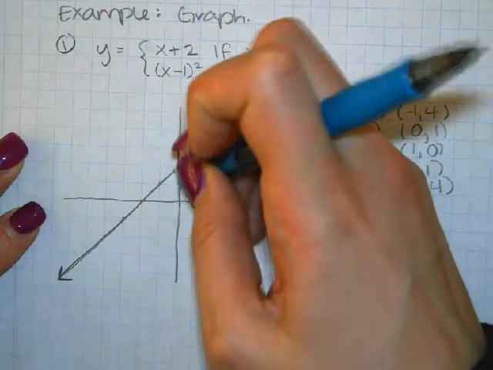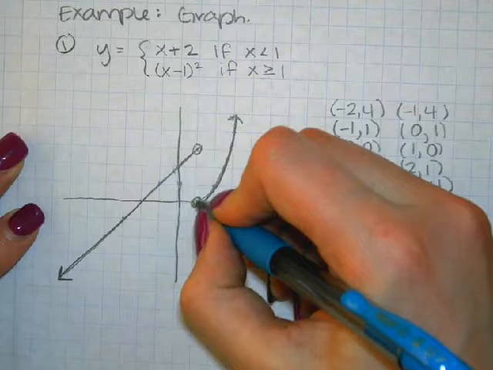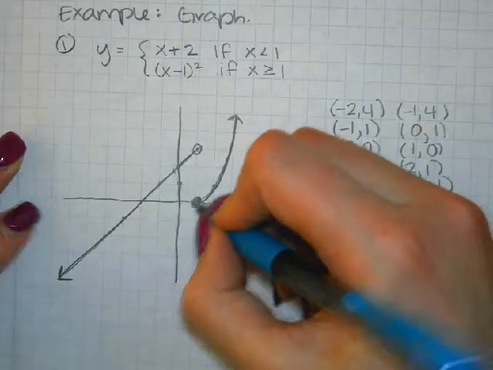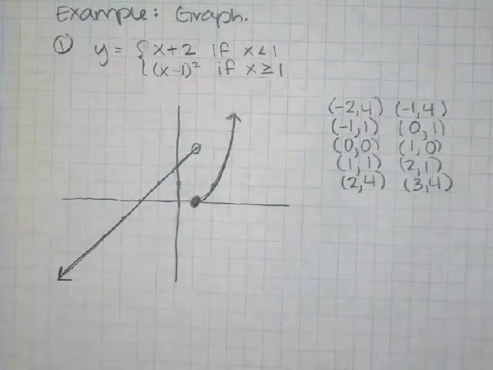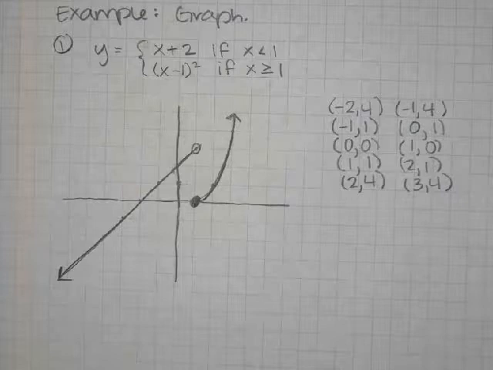And it said it was greater than or equal to 1, and since it says equal to 1, we're going to go ahead and fill in this dot right here. You can actually equal 1 right there. So that is our piecewise function. A piece of the line, a piece of the quadratic.